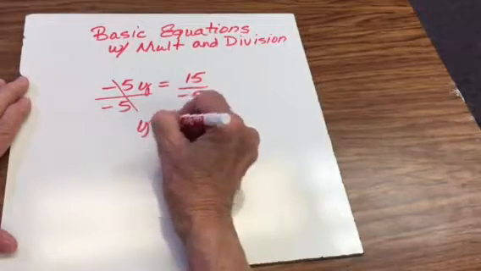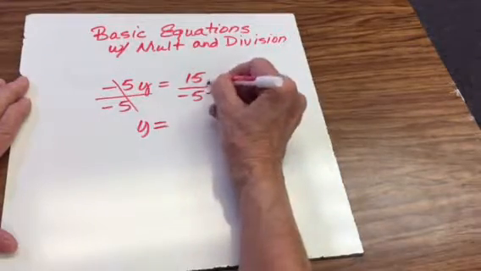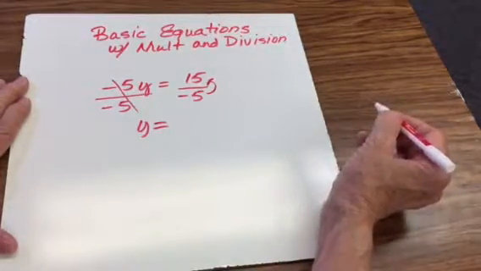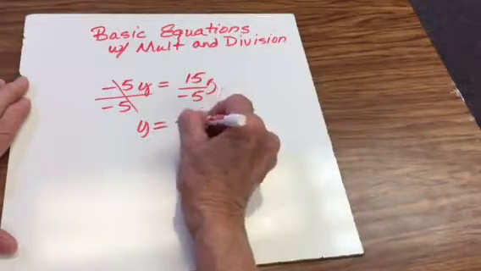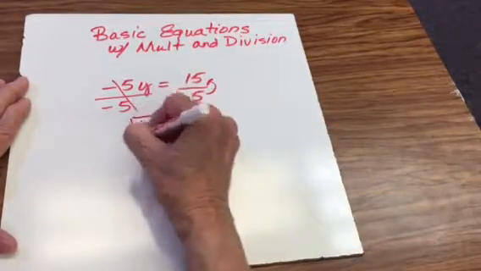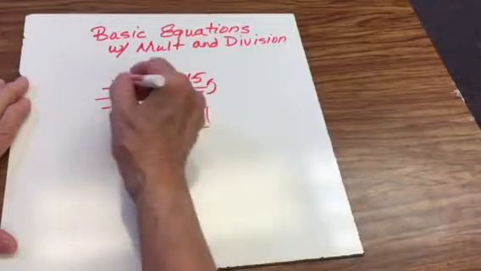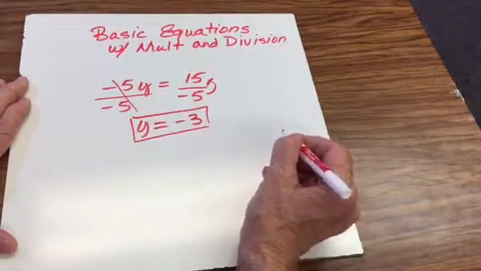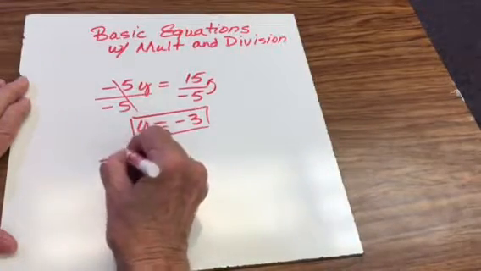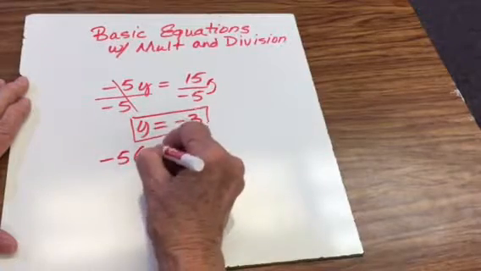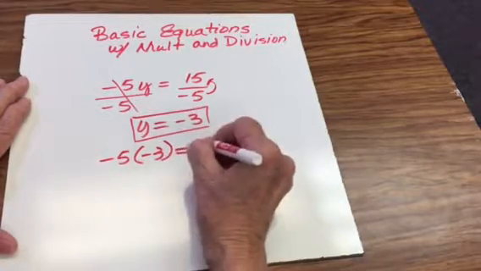Y is 15 divided by -5. Well, that's -3. Remember the rules for integers. Let's put it back in the equation and see. -5 times -3 equals 15.